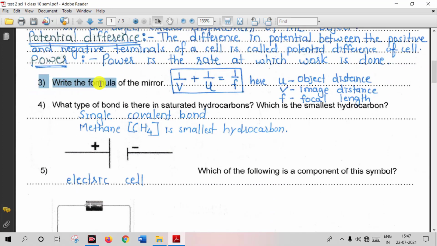Question number 3. Write the formula of the mirror. 1 upon V plus 1 upon U is equal to 1 upon F. Here U is object distance, V is image distance and F is focal length.